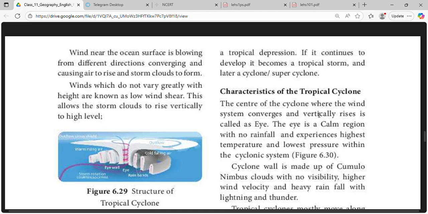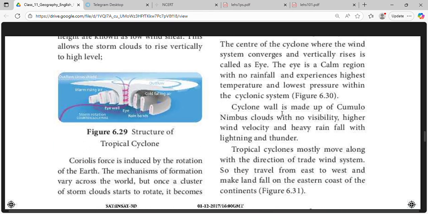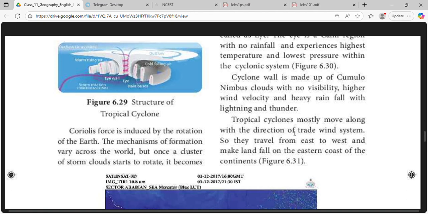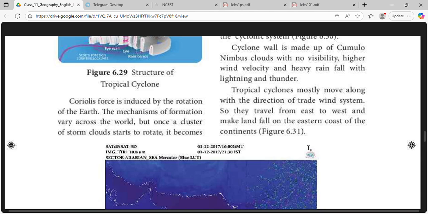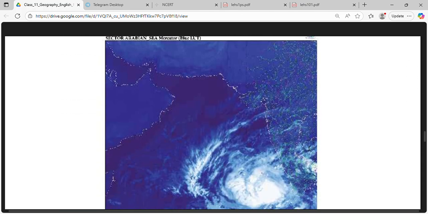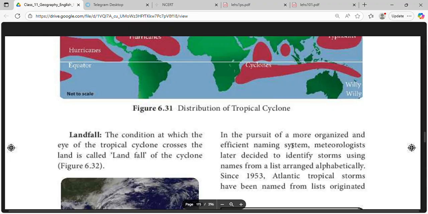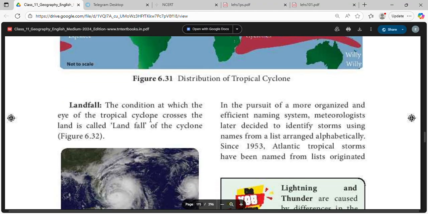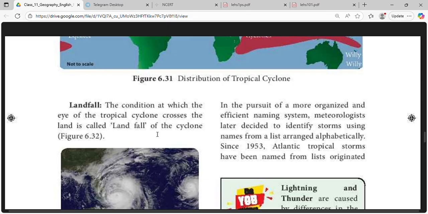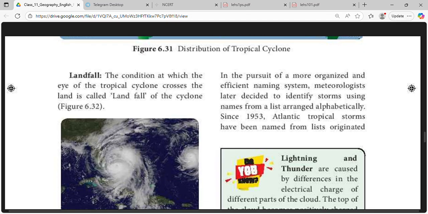The center of the cyclone where the wind converges and vertically rises is called as the eye. Cyclone wall is made up of cumulonimbus clouds with no visibility, a higher wind velocity, and heavy rainfall with lightning and thunder. Tropical cyclones mostly move along with the direction of trade wind system, so they travel from east to west and make a landfall on the eastern coast of the continents. The condition at which the eye of the tropical cyclone crosses the land is called landfall of the cyclone.